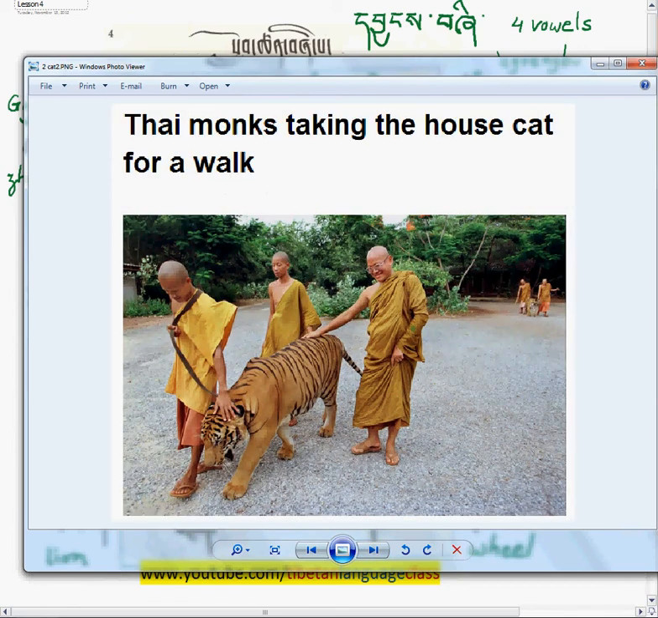And then this one, some Thai monks taking the house cat for a walk. And this is some heavy-duty cat, tiger from the cat family, right? So I think this looks like a Bengal tiger. And there's another one back there too.